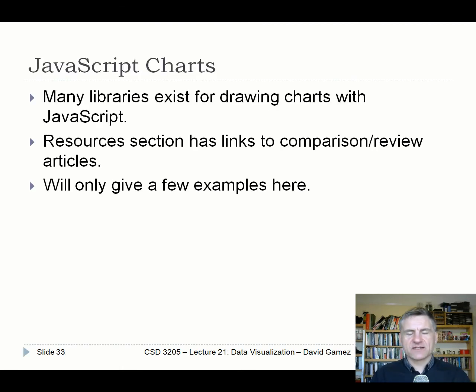In JavaScript, we've got tons and tons of choices. It's typical JavaScript: the moment you start looking to do something, you find 20 different ways of doing the same thing, 20 different libraries written by different people with different levels of quality. Charts are no exception. Heaven knows how many chart libraries there are for JavaScript. In the resources section, I gave you 3 links to comparison review articles. I'll only give a few examples here. I can't possibly list all the various JavaScript charting libraries, and there'd be very little point in doing so.